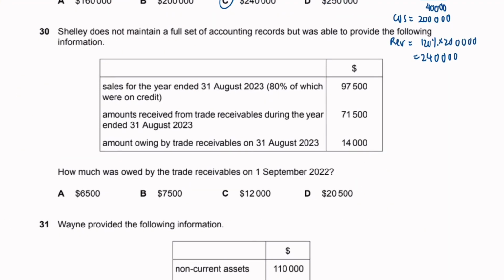Question 30. Shirley does not maintain a full set of accounting records but was able to provide the following information. How much was owed by the trade receivables on 1st September 2022? So for this one, you need to draw the accounting period, from 1st September 2022 to 31st August 2023. So this question is asking you to find the opening balance.